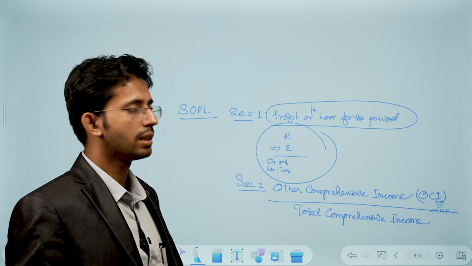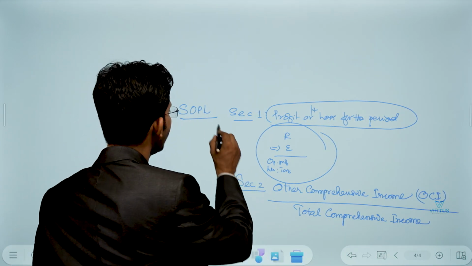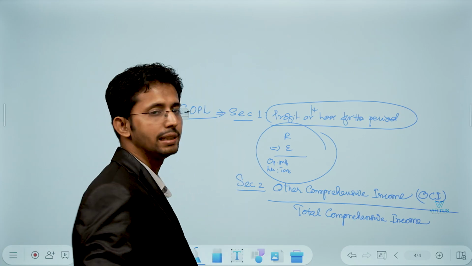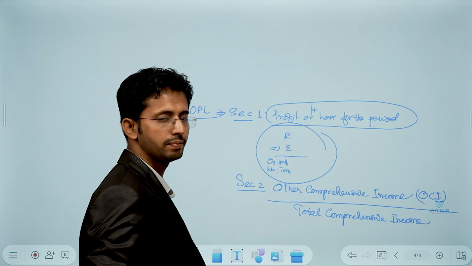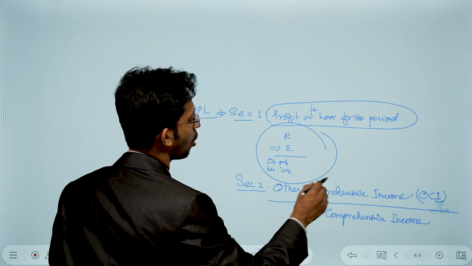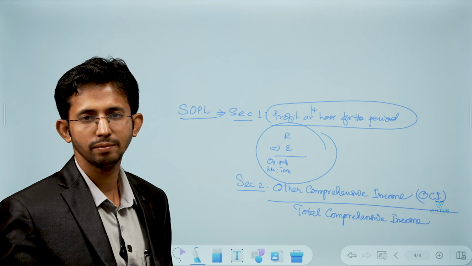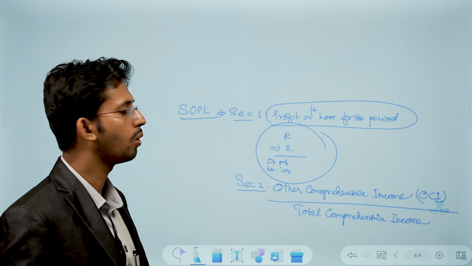Okay, so the statement of profit and loss account has to be shown in 2 sections as per IND AS. The first section is the profit or loss for the period, and the second section is other comprehensive income. Very, very important. It's very fundamental, but this is how we show.